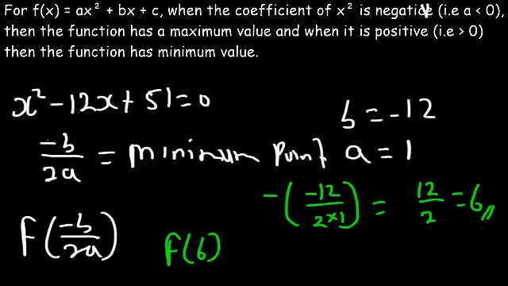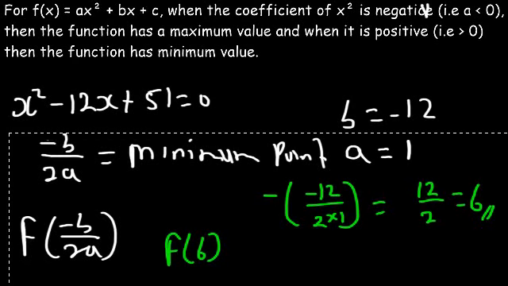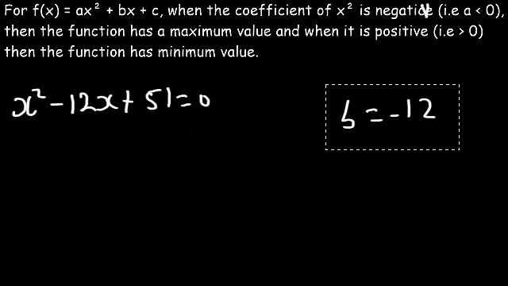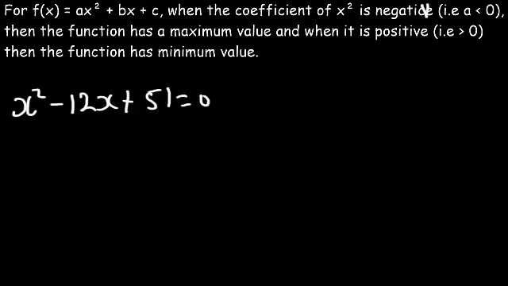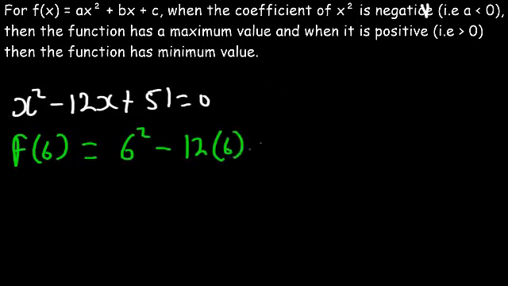I'm actually out of space, so I'm going to get rid of some stuff. Hopefully you have it. All right. Hopefully you are following the steps. We would like to find f of 6. That means wherever we see x in the quadratic equation, we should replace it with 6. So therefore, we should have 6 squared minus 12 multiplied by 6 plus 51.